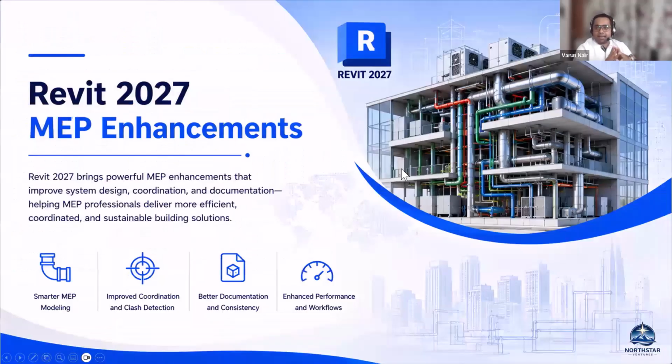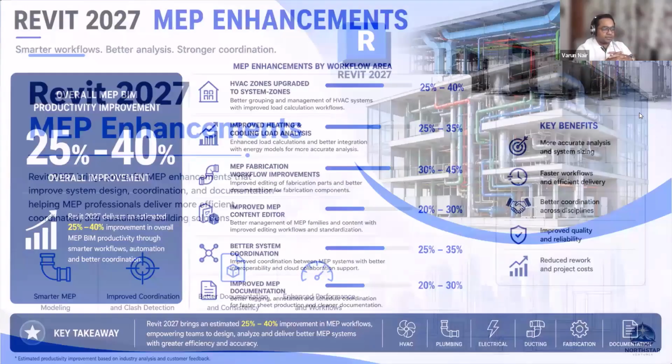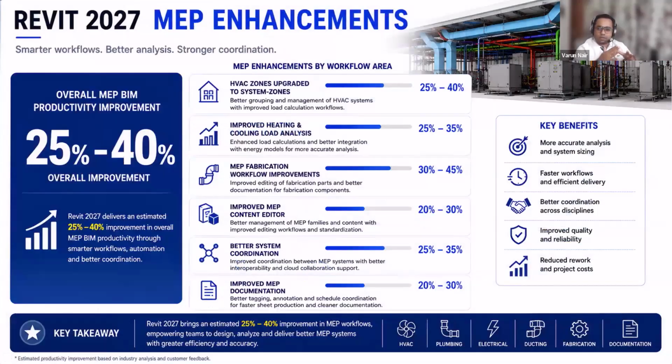Then we have the MEP enhancements. This is definitely another department where Revit has been working to update itself. Many users across the globe, and I even deliver a lot of trainings for MEP people working with MEP designs across the globe. So this is a department where Revit has brought in a few updates. Let's see what the updates are. As per the study, there is almost 25 to 40% overall improvement that they have made in the MEP department of the Revit software.